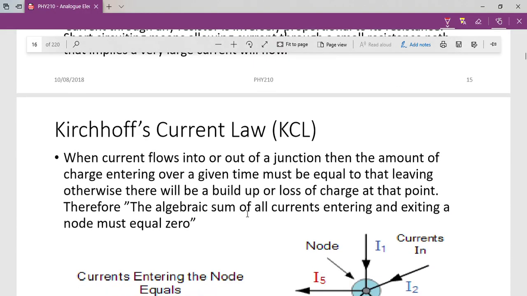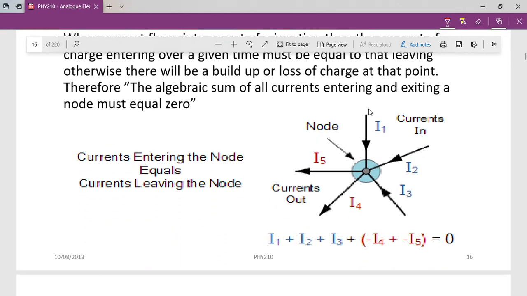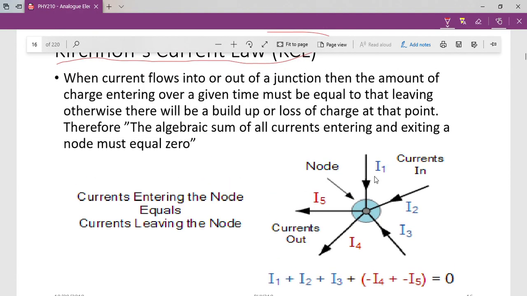Let's move to another law, Kirchhoff's current law. This is Kirchhoff current law. This is a very simple law. In statement, we said any current entering the junction is equal to the current leaving the junction. So the algebraic summation of all currents entering the junction is equal to the current leaving the junction.